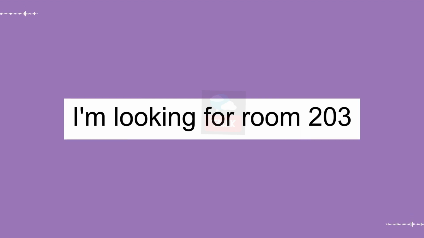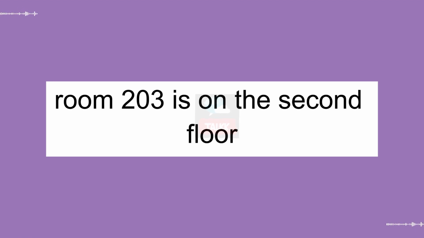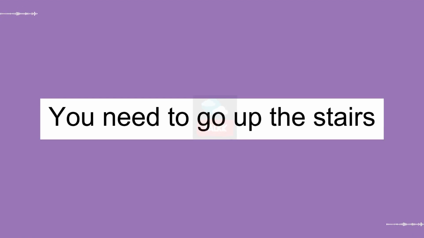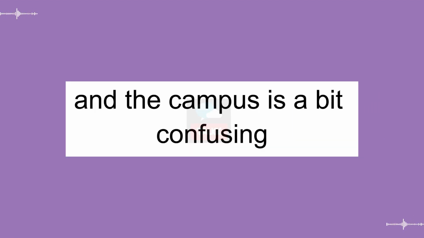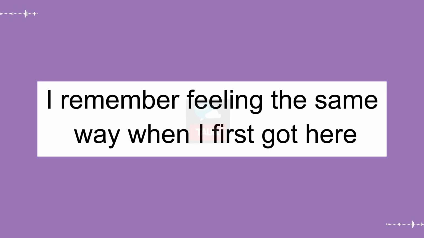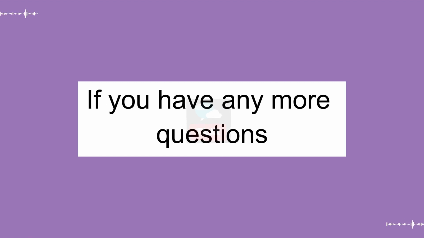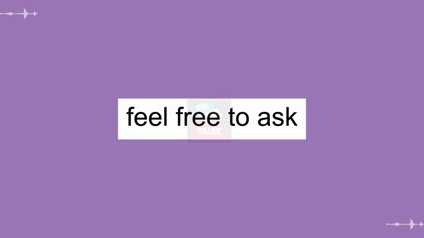Excuse me, I'm looking for room 203. Do you know where it is? Oh, hey, sure. Room 203 is on the second floor. You need to go up the stairs, turn left, and it's the second door on your right. Thanks a lot. I'm new here, and the campus is a bit confusing. No problem. I remember feeling the same way when I first got here. If you have any more questions, feel free to ask.